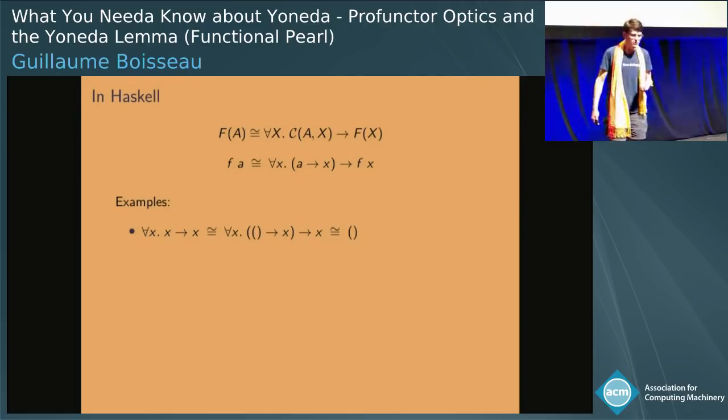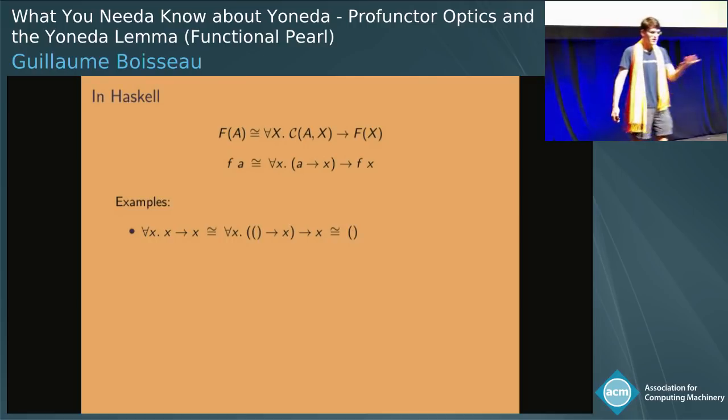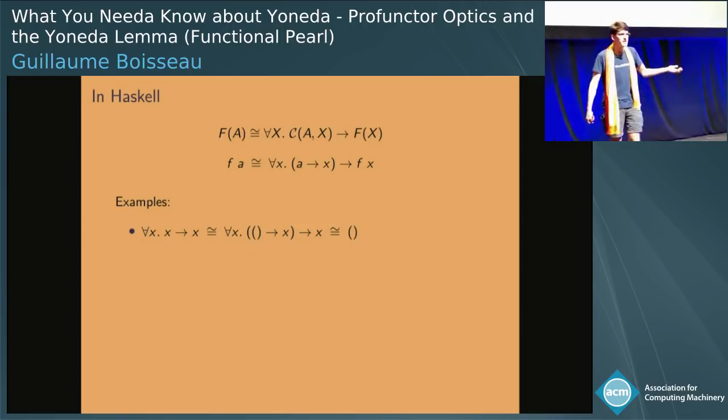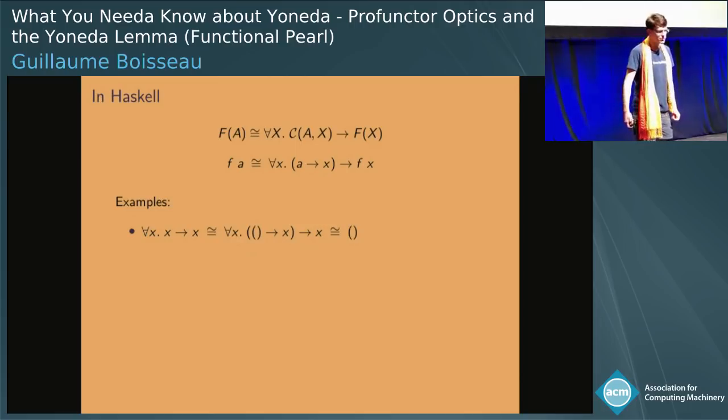What does that mean? Well, the unit type is the type that has exactly one inhabitant. So that means that the type on the left, the type of the identity function, has exactly one inhabitant. And we know it is the identity function. But what this says is that there's nothing else of that type.